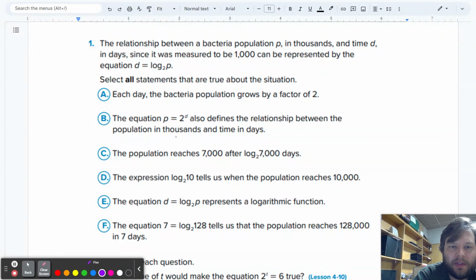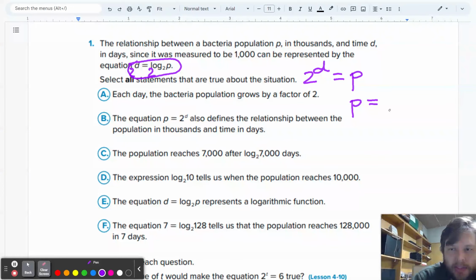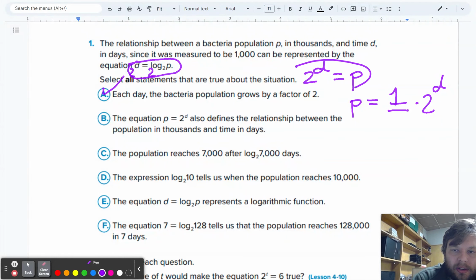So the bacteria, since it was measured to be 1,000, can be represented by the equation d equals log base 2 of p. You're probably more familiar with exponential equations, so I'm going to raise both sides to a base of 2. So 2 to the d is equal to p. Usually when we write our exponential equations, we write it as something times a number to the power, and if there's nothing there, it's implied to be 1. So now we're in our normal exponential form. Every day, the population grows by a factor of 2. Yep, that checks out. The equation p equals 2 to the d also defines it.